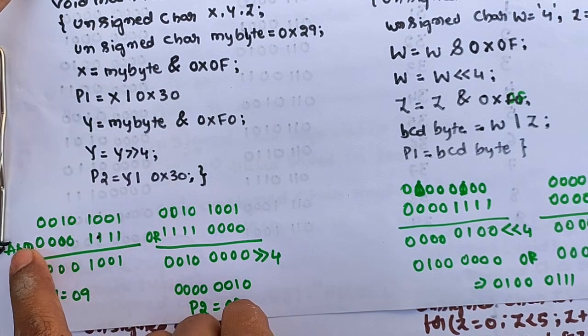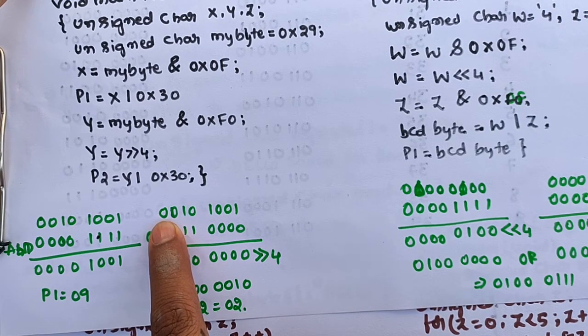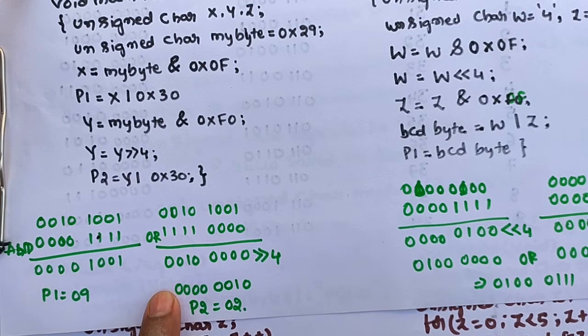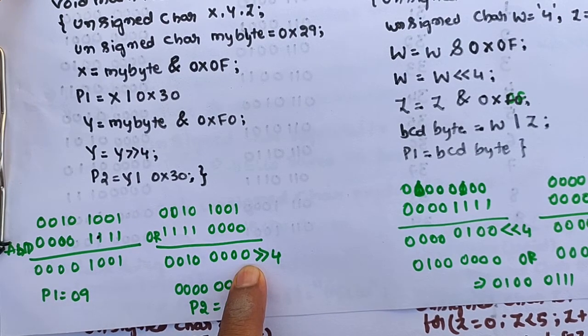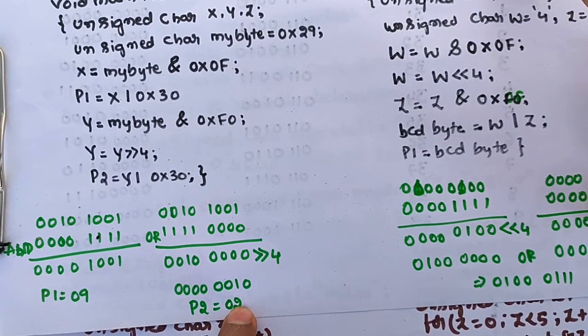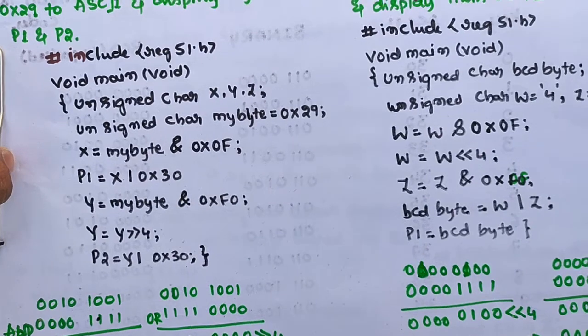Similarly, in order to get the higher order byte, you need to perform the AND operation with F0. You will get 20. After this you need to shift the bits 4 bits towards the right, and you will get 02. That 02 I am going to store in port 2.